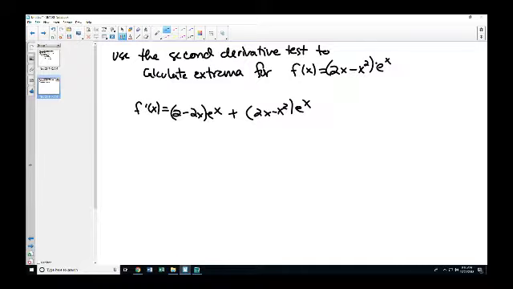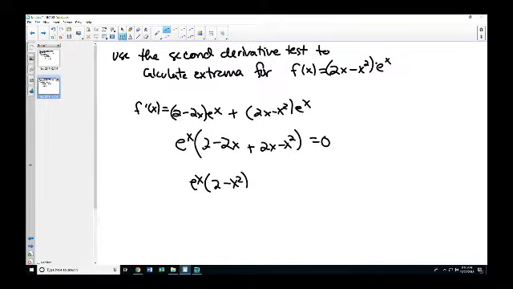Is there something here that I can factor out? E to the x. So I'm left with 2 minus 2x plus 2x minus x squared. Didn't you take a 2x out too? No, those are subtracted, so that makes sense. Now the 2x's would cancel out. Oh, look at that. Looking a little easier this time.